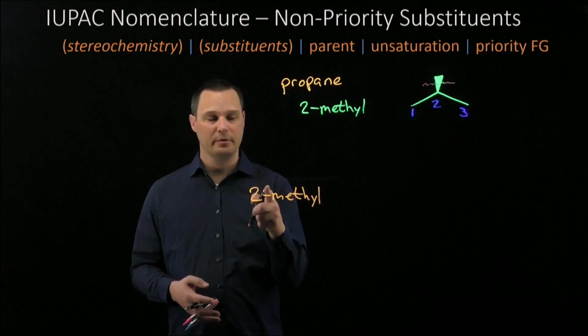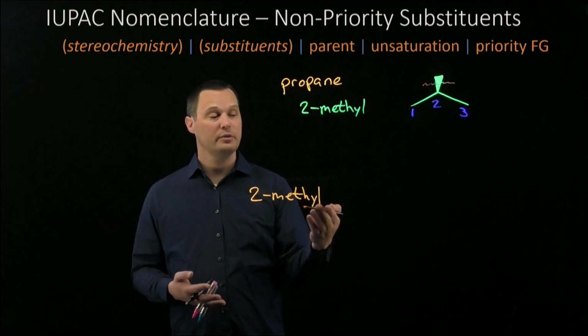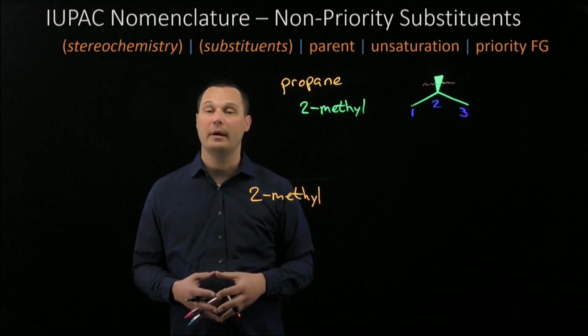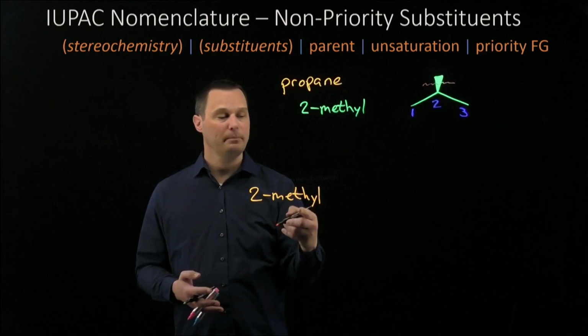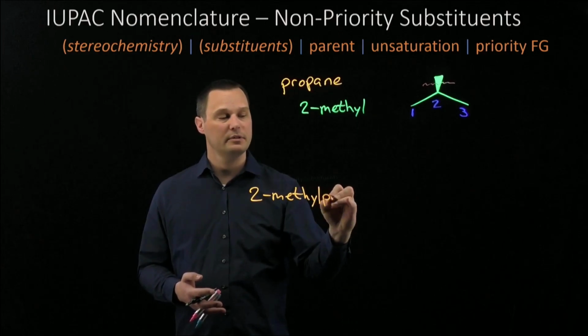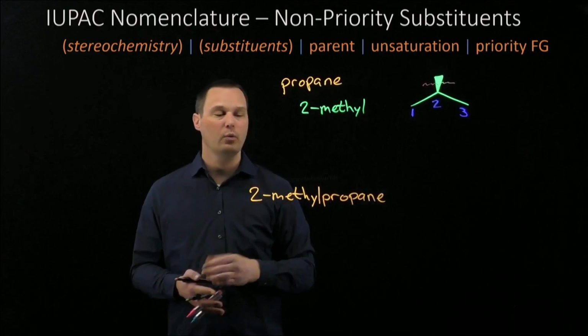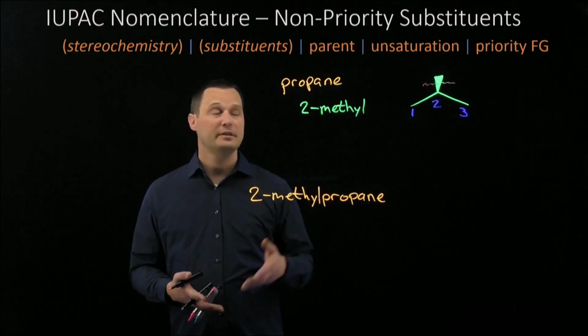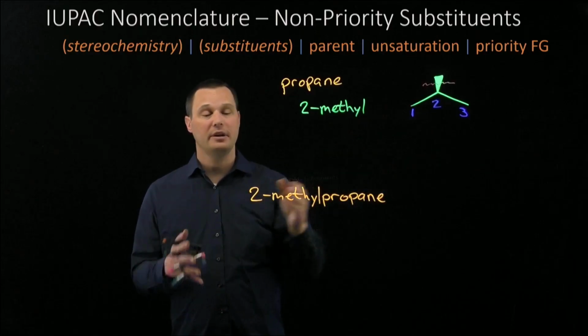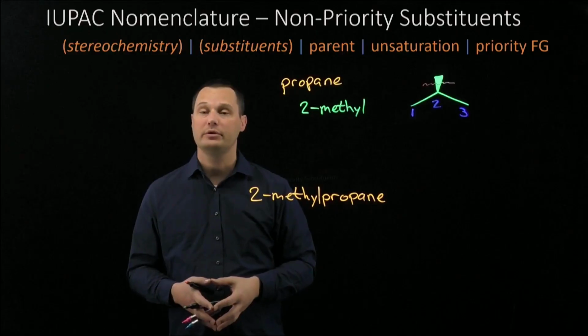We separate numbers from letters with a hyphen. Once we're done with substituents, we add the parent name to the end of the molecule name. And the parent name is propane. We're separating letters from letters, so we don't separate it with hyphens or commas. The molecule just runs together as one big long word, 2-methylpropane. Our final step is to glance through the molecule, see if there's any stereochemistry, and add any stereochemical labels to the front of the name.